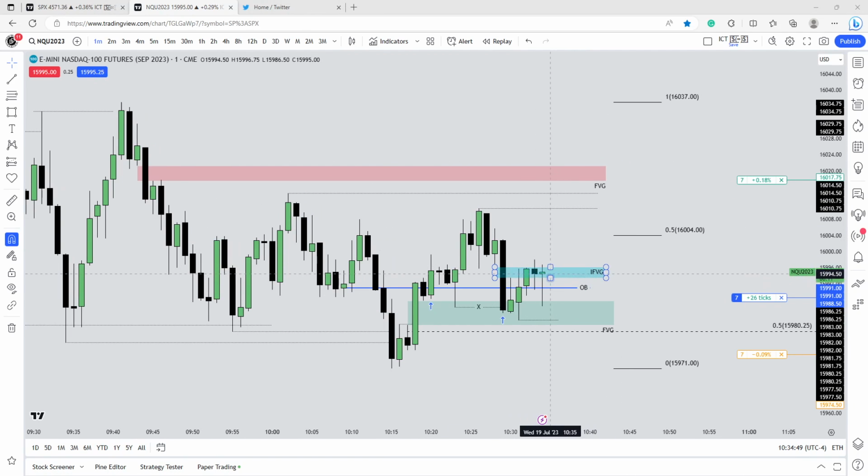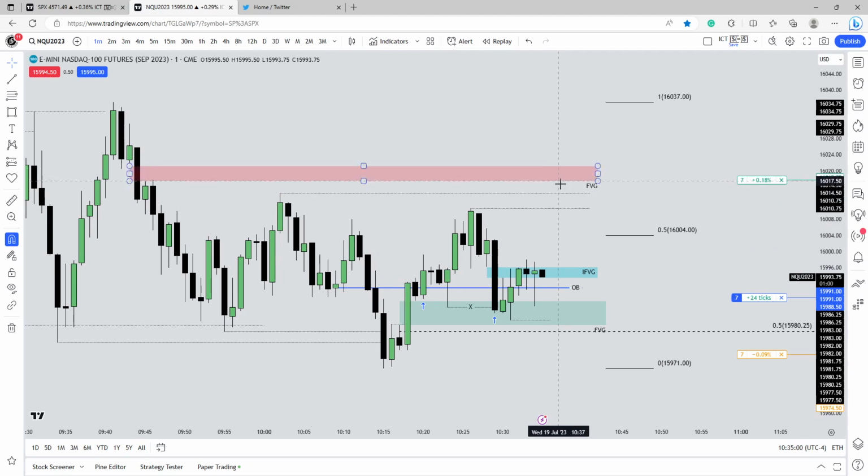Now, if this candle closes within the inverse fair value gap, I'll start looking for expansion higher. So the fact that it's come back down to this BISI, and now if it closes within this fair value gap, I want to start seeing expansion higher immediately. So it can pull back down a little bit, but I want to see expansion on these next couple candles to the upside.